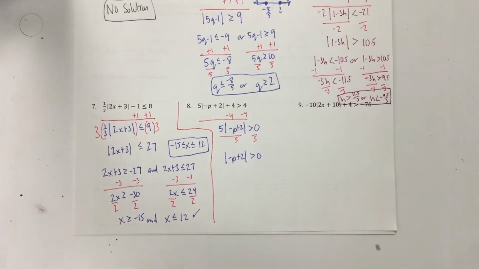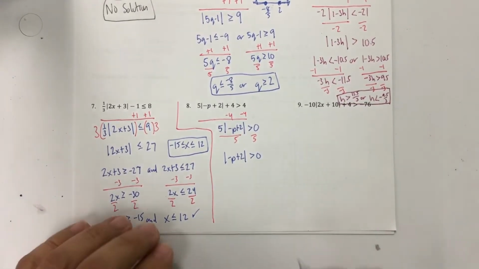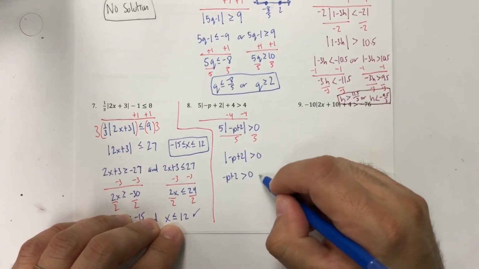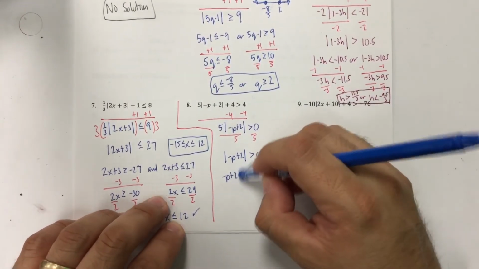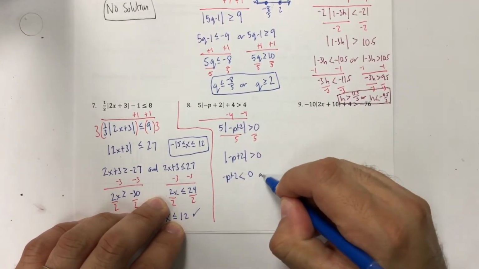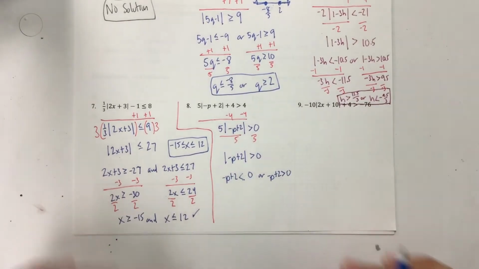And now it is a 0, so we can work this out here. This is going to be a between statement. So negative p plus 2 is greater than 0. This is a split, actually. Less than 0. Or negative p plus 2 is greater than 0.